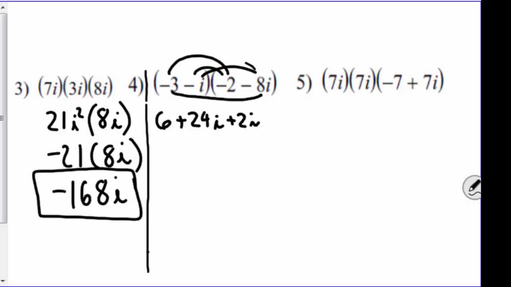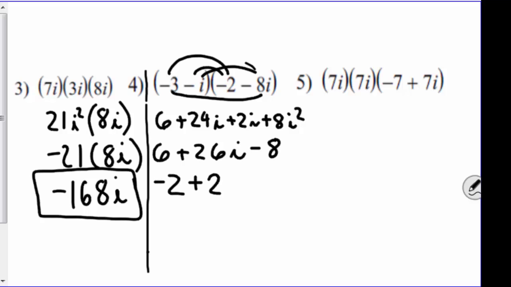And then we would want to change that i squared to a negative 1, so we would make that a negative 8. And we can go and combine the 24i and 2i and make it 26i. Now we can just do 6 minus 8, which gives us a negative 2 plus 26i. Again, make sure you write it in the form a plus or minus bi.